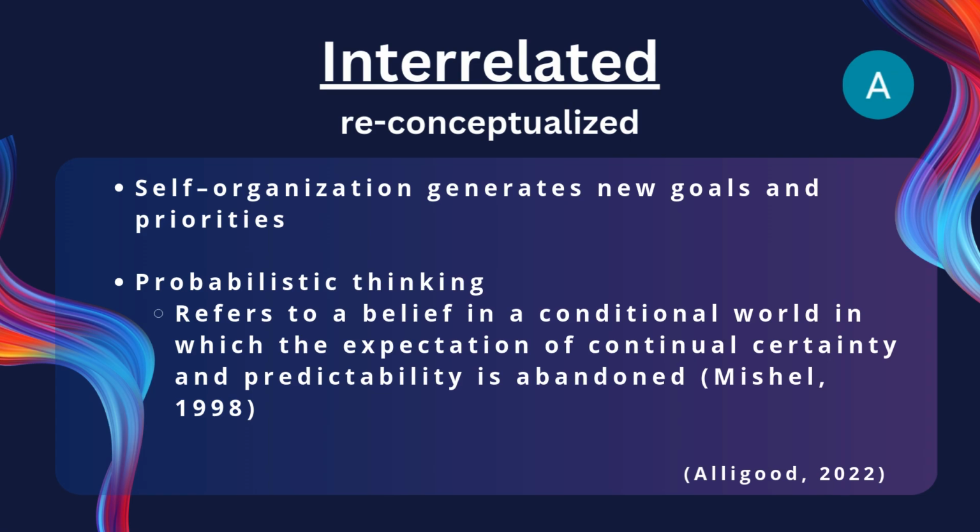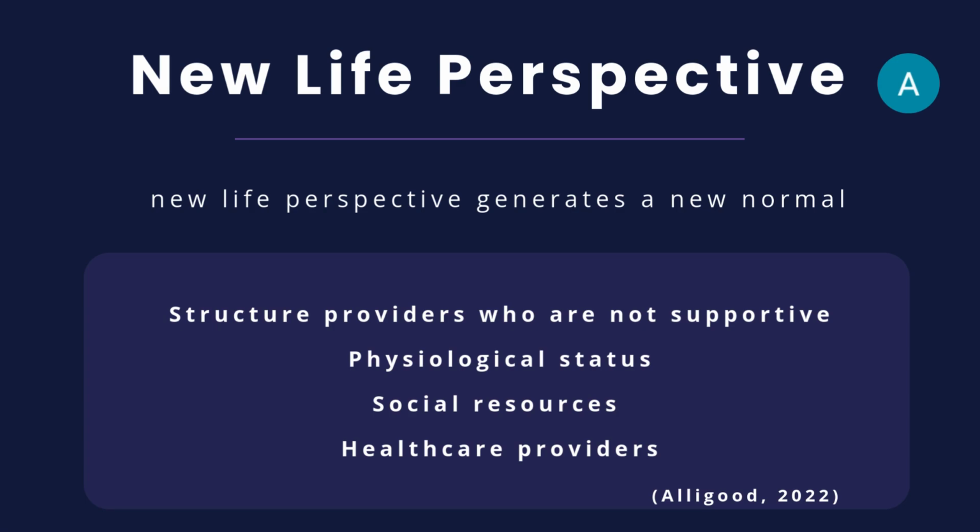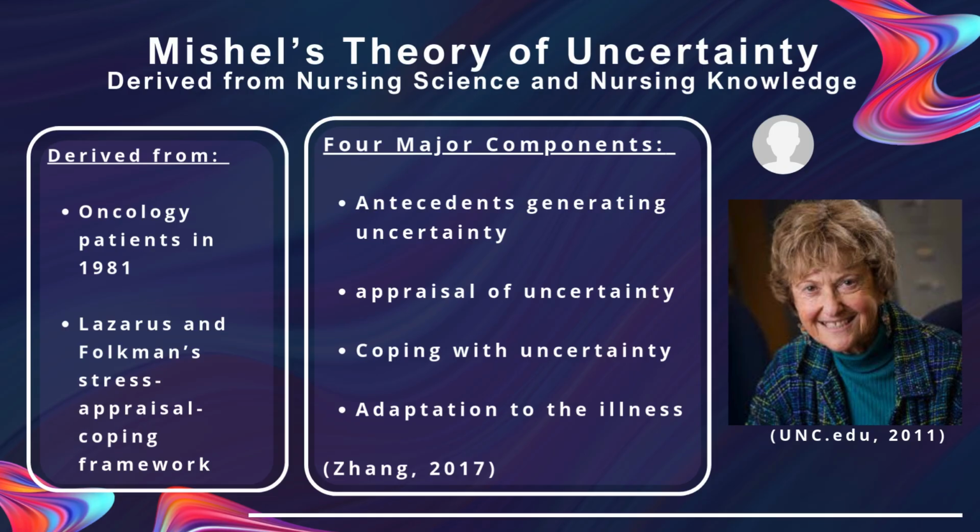The ability to organize new thinking is probabilistic thinking, and it refers to a belief in a conditional world in which the expectation of continual certainty and predictability is abandoned. With supportive structure providers, one is able to formulate a new life perspective, and this is when they adopt a new normal. The uncertainty is accepted, whether it is positive or negative.